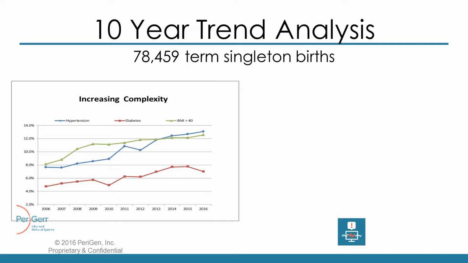During the decade of this study, in which there were over 78,000 births, you can see rising rates of maternal complexity. BMI greater than 40 in green, hypertension in blue, diabetes in red, all rose during this decade. The next panel shows some outcomes.